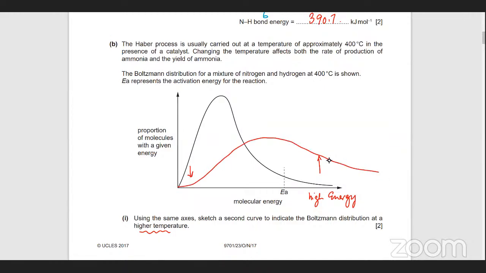Okay, that's the graph. This is the average energy point. Maximum number of particles are around the average energy. But since now the overall temperature is higher, the average energy point is also shifting towards the higher energy side. So you have more particles now at a higher average energy.